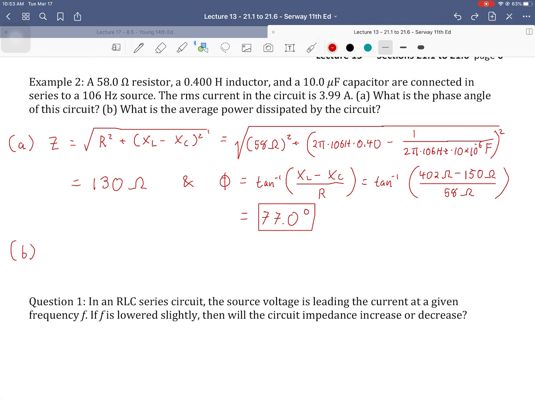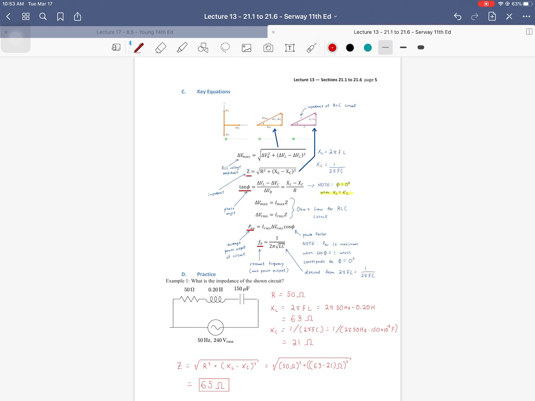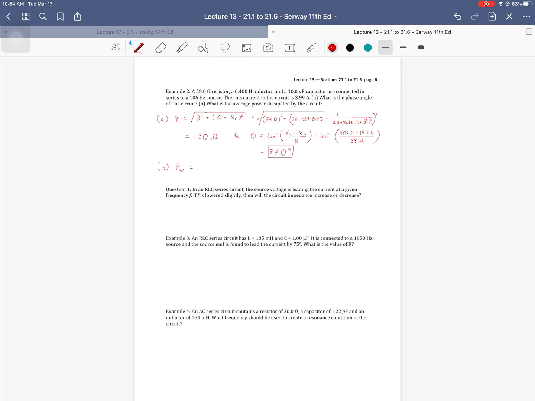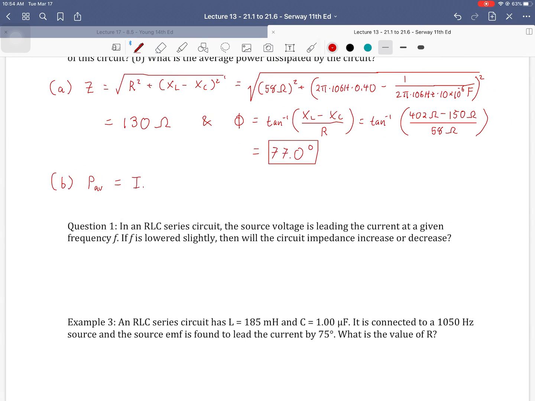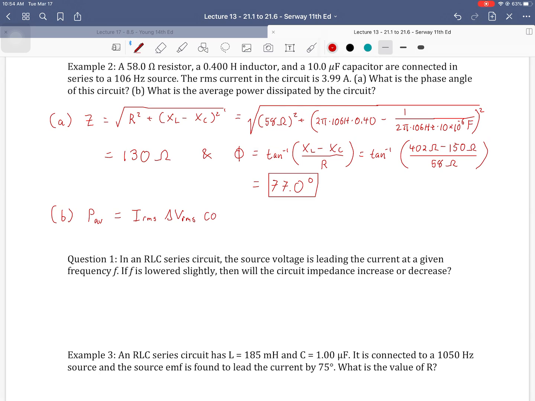So part B, what is the average power? We can definitely quickly answer this. P average is going to be, let's flip back to the formula here real fast, just IRMS times delta V RMS. Oh, and actually I may have a use for that overall impedance after all. And then I'll multiply by the power factor, so cosine of phi. Looks good.